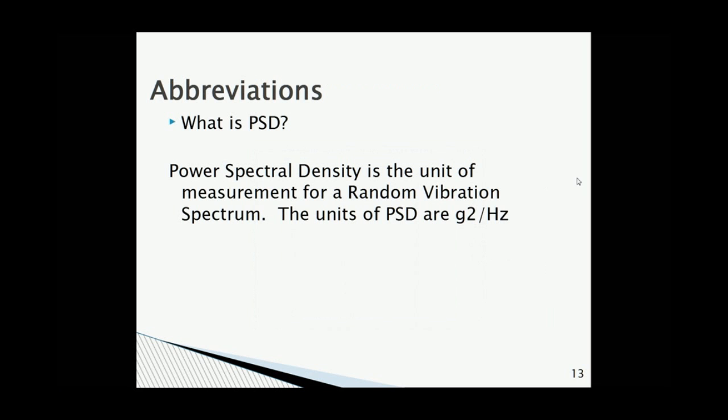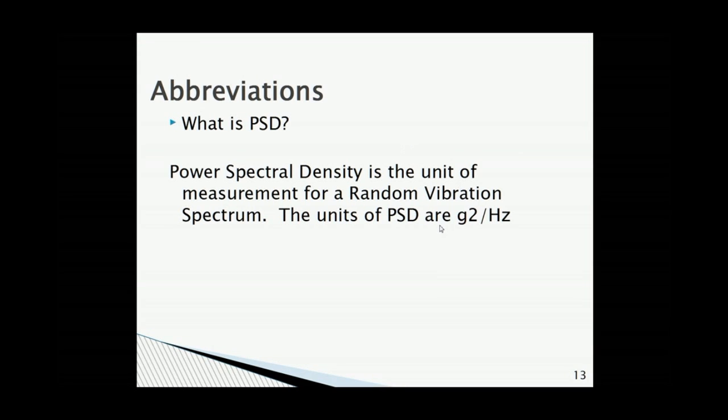Okay, moving on. What is PSD? Power spectral density is the unit of measurement for random vibration testing. The unit of power spectral density is G squared per hertz, so gravitational squared per hertz. Hertz is the unit of measurement for frequency.